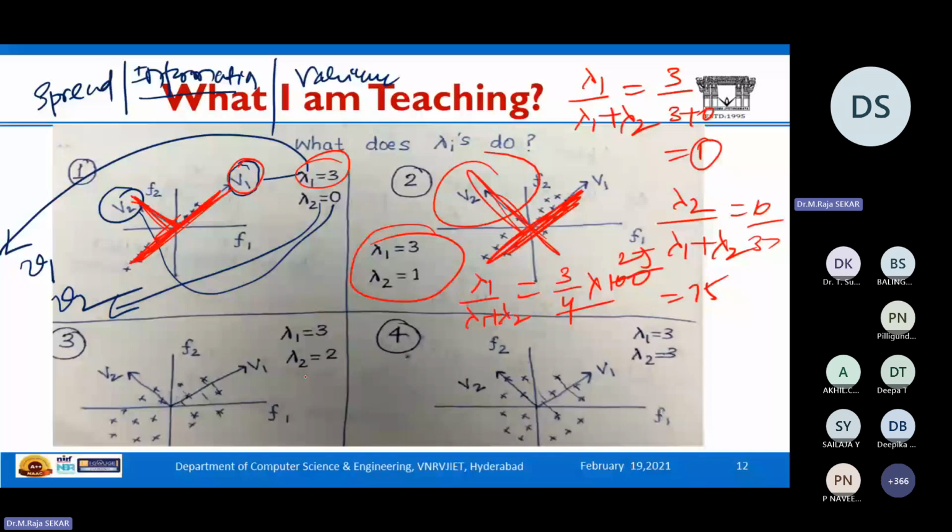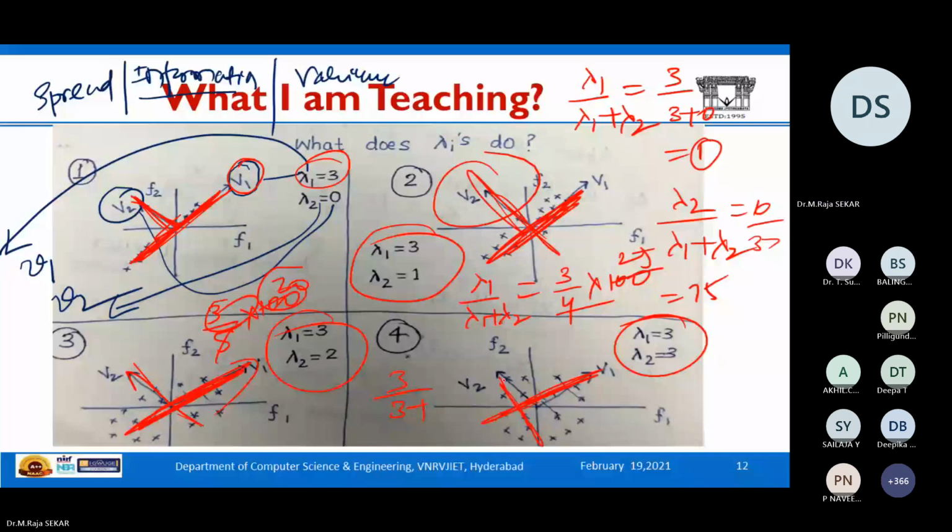In a similar manner, what about here? How much information can I find along V1? Lambda 1 by lambda 1 plus lambda 2. That is 3 by 3 plus 2, 3 by 5. 3 by 5 into 100 means 60% of information I can find along V1. Only 40% of information along V2. Isn't it? What about this? This is 50-50. Why? Because it is 3 by 3 plus 3 in both cases, so 50% of information along V1, 50% of information along V2.